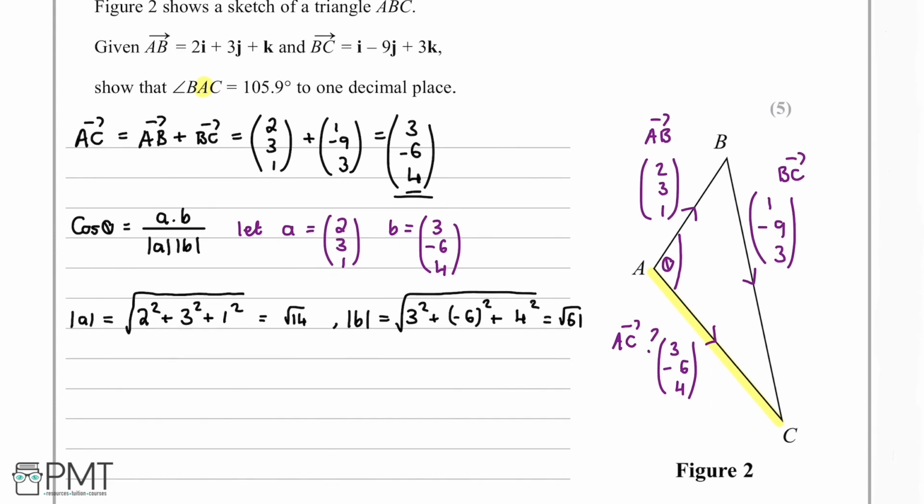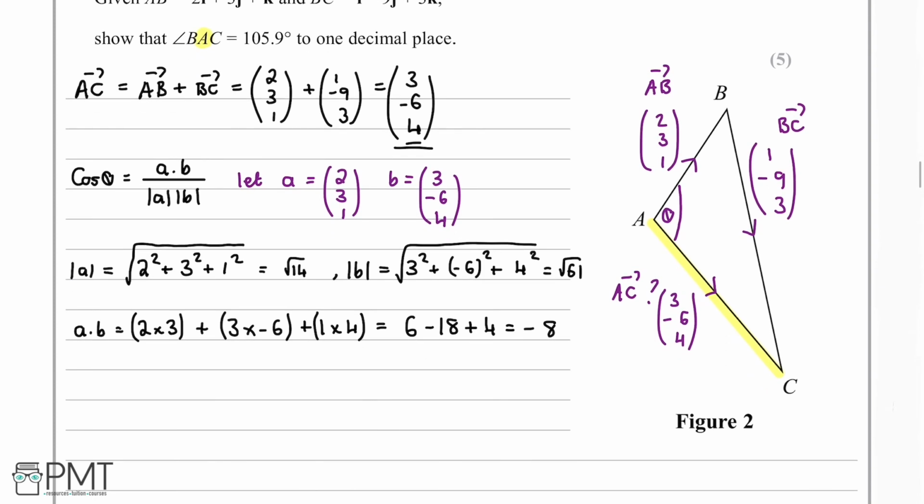Then we can also work out the dot product of a and b, and we do this by multiplying each term and adding them. So a dot b is equal to 2 times 3, plus 3 times minus 6, plus 1 times 4, which is equal to 6 minus 18 plus 4, which is equal to minus 8.